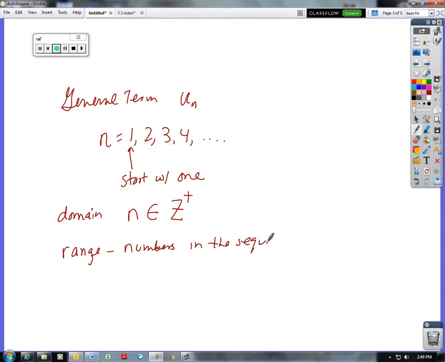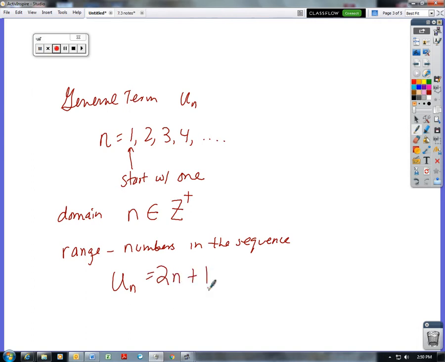The domain is not explicitly stated. Usually you just see a list of numbers, and those are the range. But then the term number, the count so to speak, is the domain.